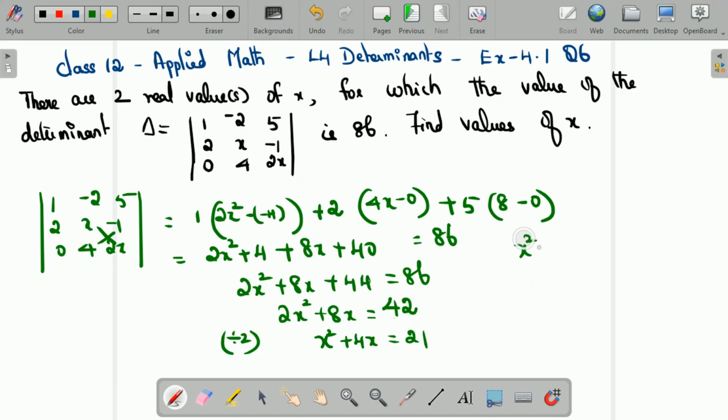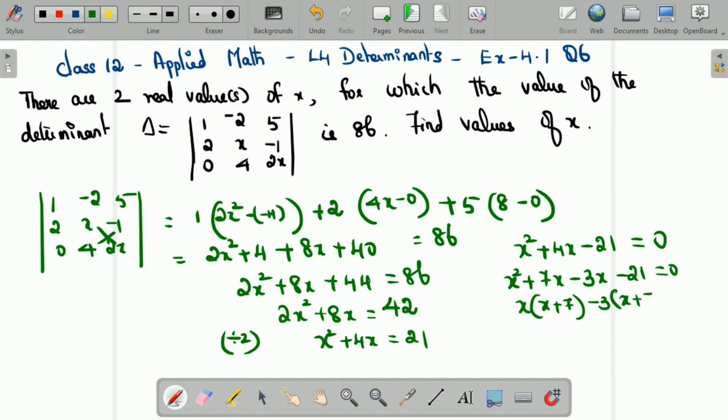If I write it as a quadratic equation, x squared plus 4x minus 21 is equal to 0. Now the product has to be minus 21, the sum has to be plus 4. So x squared plus 7x minus 3x minus 21 is equal to 0, or x into x plus 7 minus 3 into x plus 7 is equal to 0. So this means x minus 3 into x plus 7 is equal to 0. So this gives us two values of x, that is 3 and minus 7.